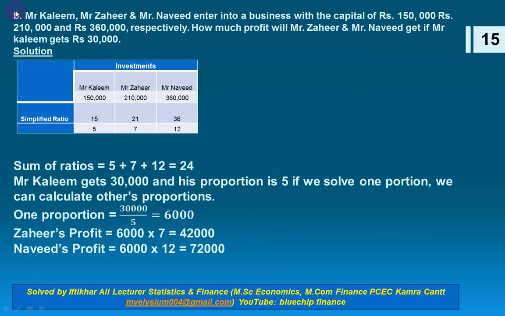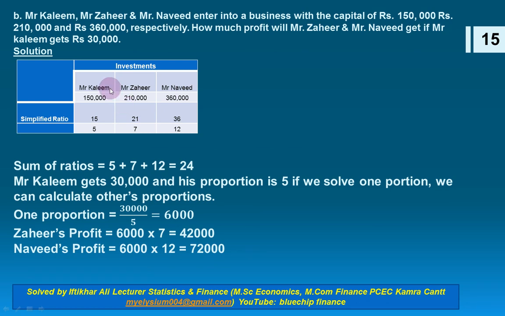Question number 4, B part, is that Mr. Kaleem, Mr. Zahir and Mr. Naveed enter into a business with the capital of rupees 150,000, rupees 210,000 and rupees 360,000 respectively. How much profit will Mr. Zahir and Mr. Naveed get if Mr. Kaleem gets rupees 30,000? So it is the case of ratios.